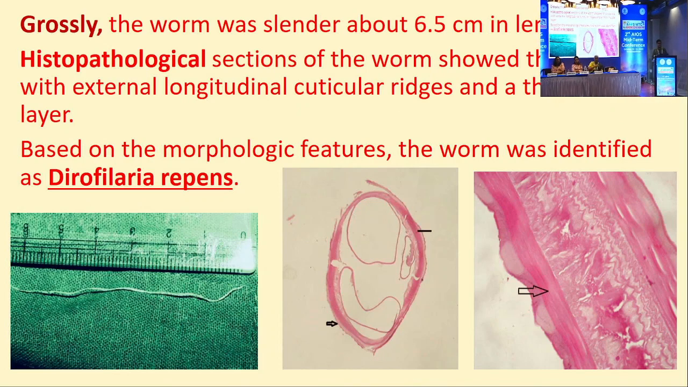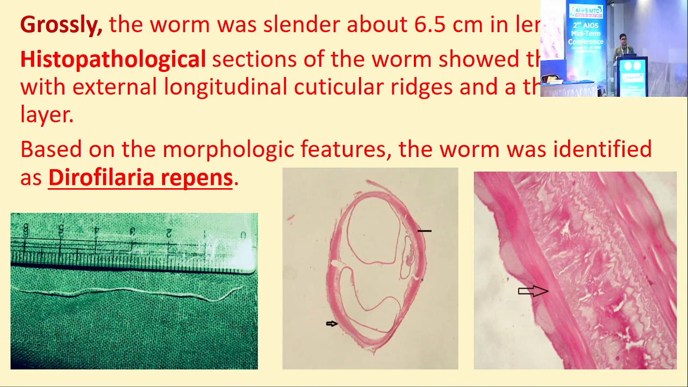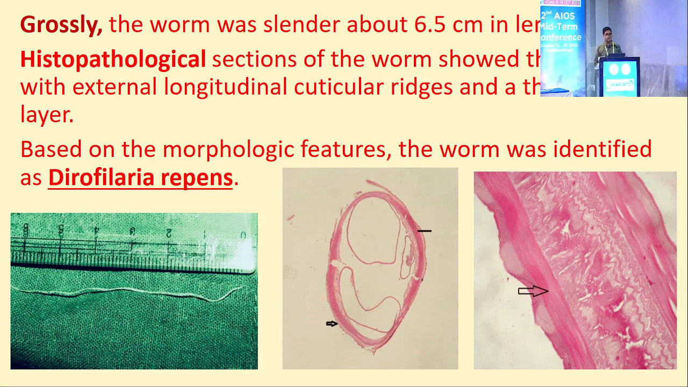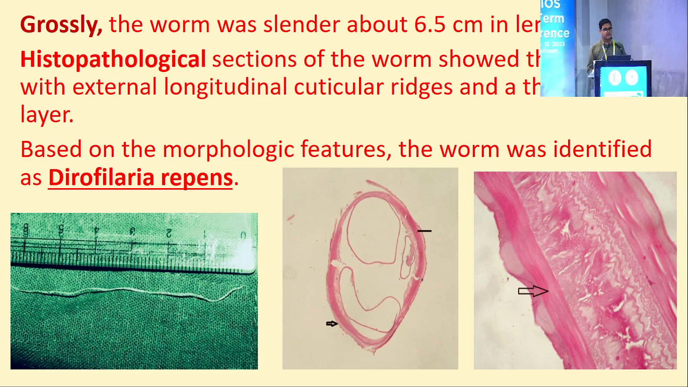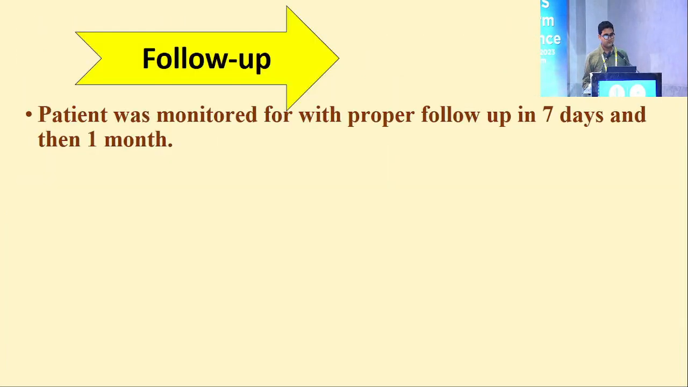After microbiological examination, grossly the worm was slender, about 6.5 centimeters in length. Histopathological sections of the worm showed a thick cuticle with external longitudinal cuticular ridges and a thick muscle layer. Based on the morphological features, the worm was identified as Dirofilaria repens. Patient was monitored with a proper follow-up of 7 days and then 1 month.